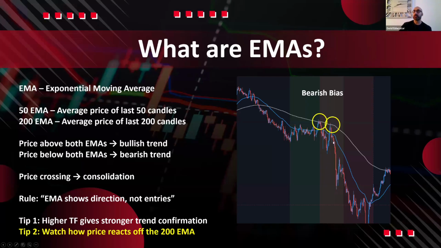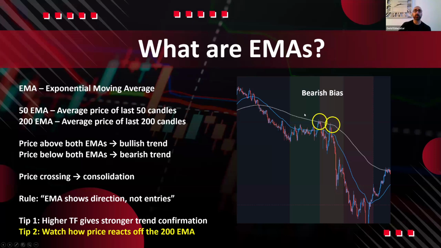Basically, each point in time here is the average price of the last 50 candles. That's all it is. So this point here is the average price of the 50 candles looking back. The 200 EMA is the average price of the last 200 candles.